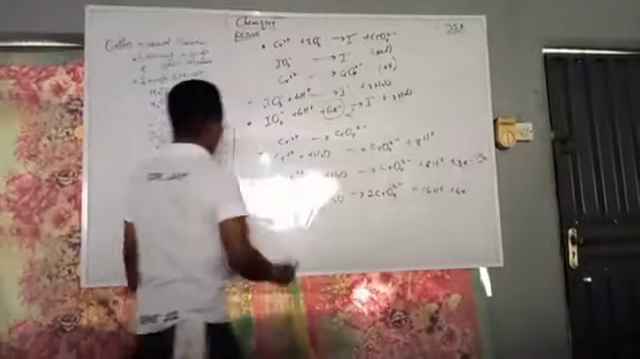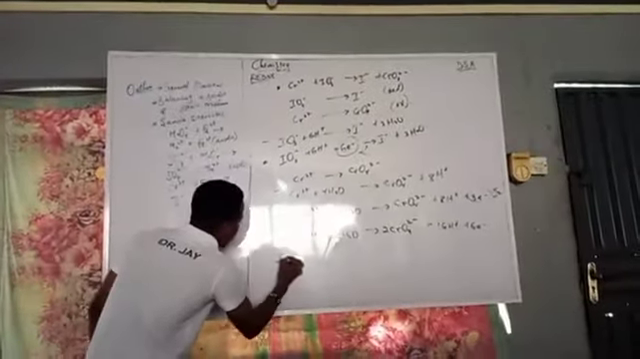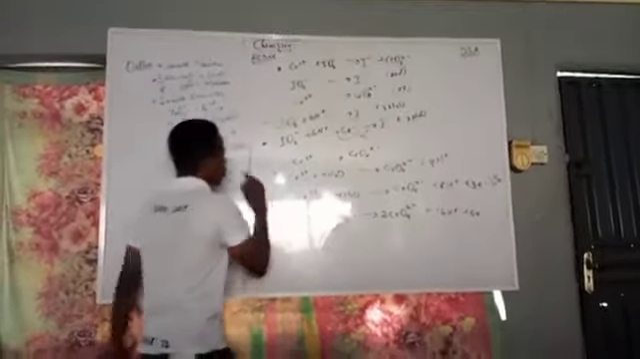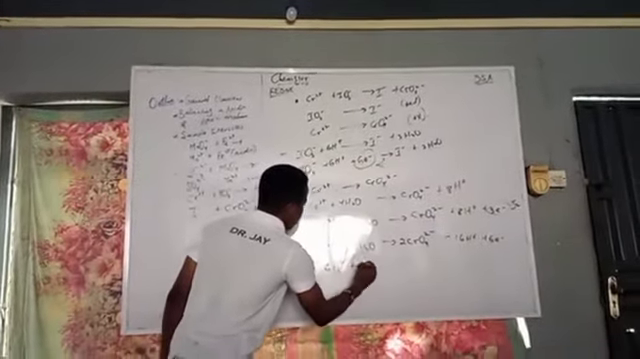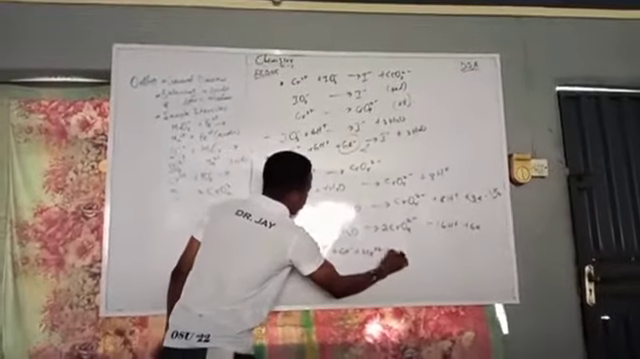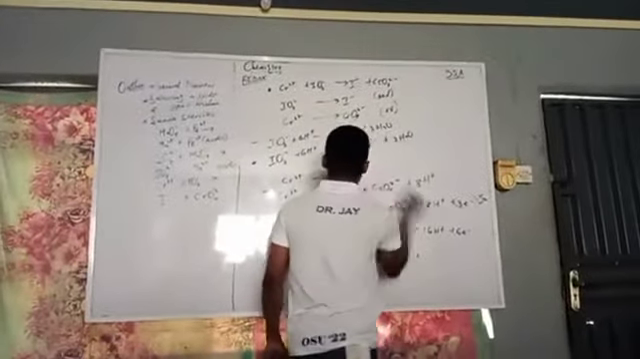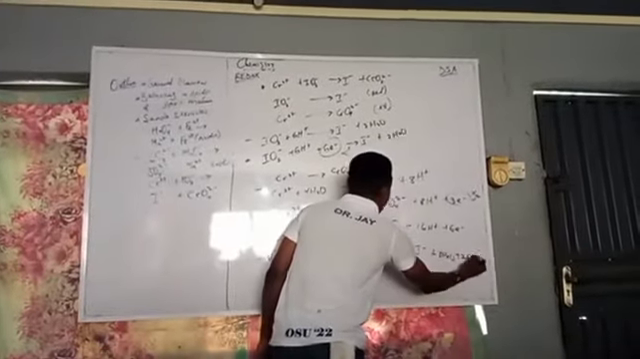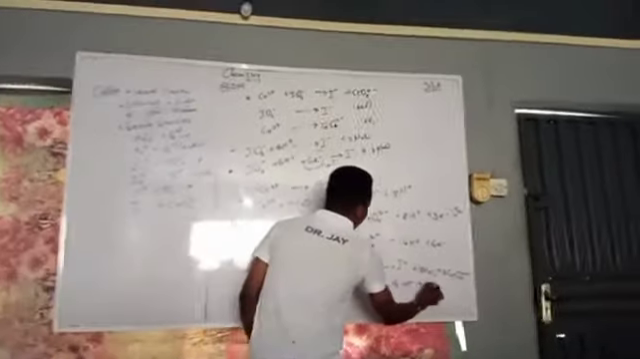So add it up together. From here we have IO3 minus. Don't forget all of this is in the acidic medium. So IO3 minus plus 6H plus 6 electrons plus 2Cr3 plus 8H2O give us what do you have here? I minus plus 3H2O plus 2CrO4 minus plus 16H plus 6 electrons.